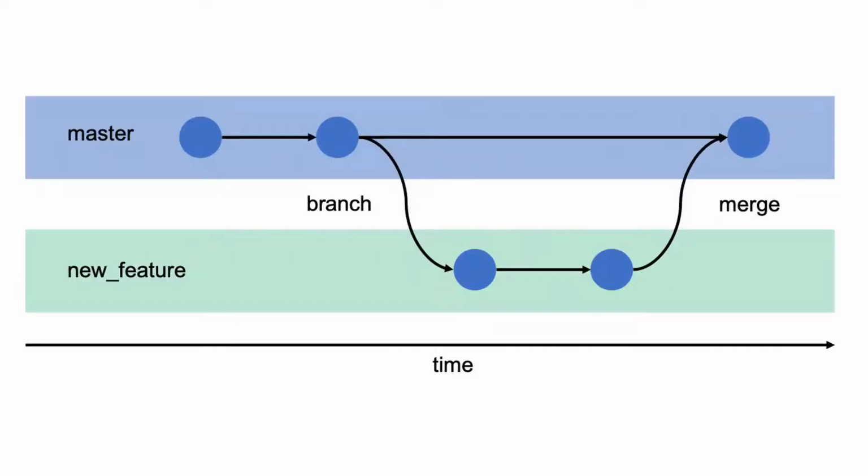Hope this pictorial representation will help you to understand better. First, we will have a master branch. From the master branch, we will create a sub branch which is new underscore feature. In that, we will make all our changes related to the new feature. When everything looks good, we will merge it to master.